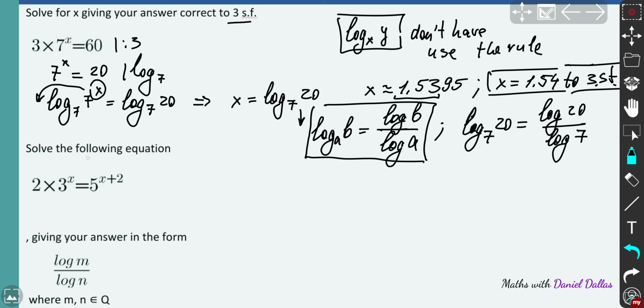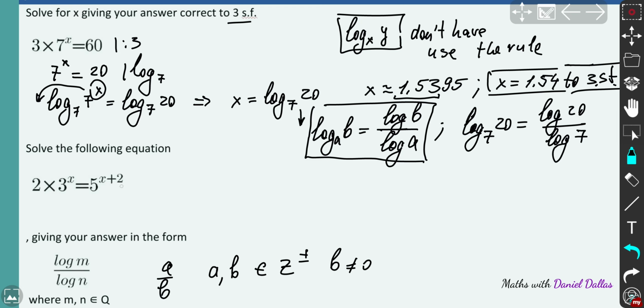So you need to solve the following equation: 3 to the power of x equals 5 to the power of x plus 2, and you need to give your answer in the form log m over log n, where m and n are rational numbers. So basically, you remember rational numbers are in the form a over b, where a and b are integers, except that b cannot be 0, of course.